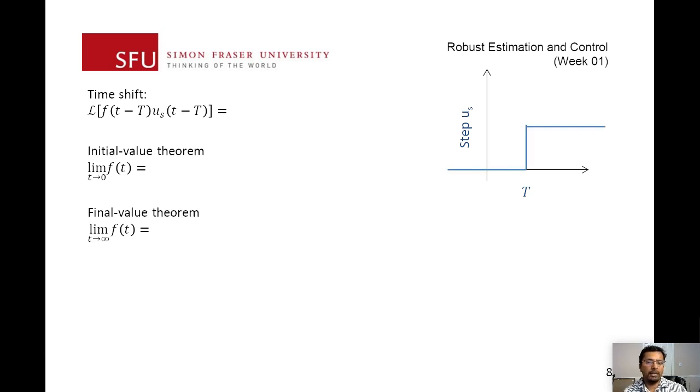So if you look at the Laplace of the time shift, that is given by e to the minus capital T times s times F of s. The other two properties that we have are the initial and the final value theorems. The initial value of little f of t is given by the limit as t goes to 0 of f of t. That's given by the limit as s tends to infinity of s times F of s. Similarly, we have the final value theorem, which is the value of f of t as t goes to infinity. That's given by the limit as s tends to 0 of s times F of s.